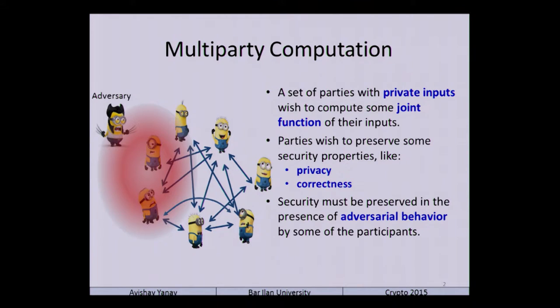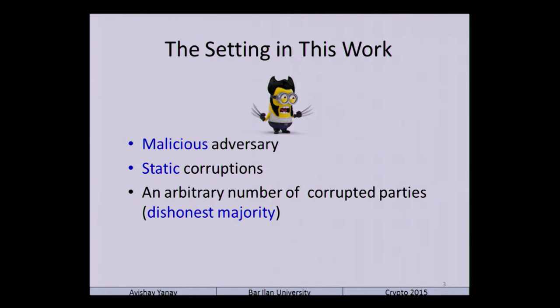In the multi-party computation problem, we have a set of parties with private inputs, and the parties want to compute some joint function on their inputs while preserving some security properties like privacy and correctness. So security must be guaranteed even in the presence of an adversary that corrupts some of the parties. In this work, we are focusing on a malicious and static adversary, and we're working in the setting of dishonest majority.